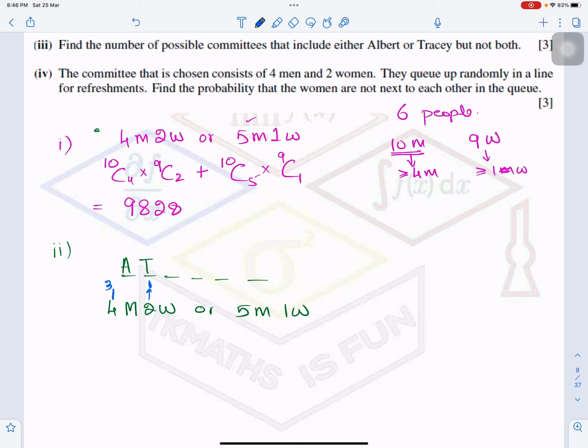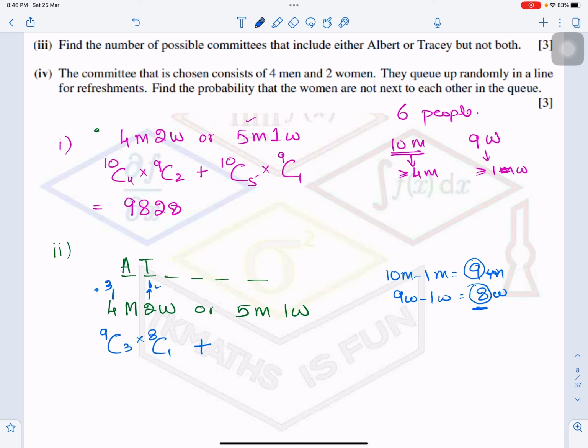So for this it will become, one more thing here. If you see from the 10 men, I can minus 1 now. Why? Because Albert is selected. So now the remaining men are 9. And from the 9 women, Tracy has already been selected. So now there are 8 women remaining. So now my selection will be done from this. I have to select 3 more men, so I will say 9C3 into 8C1 because 8 women are left and I have to select only one. Now OR is plus.